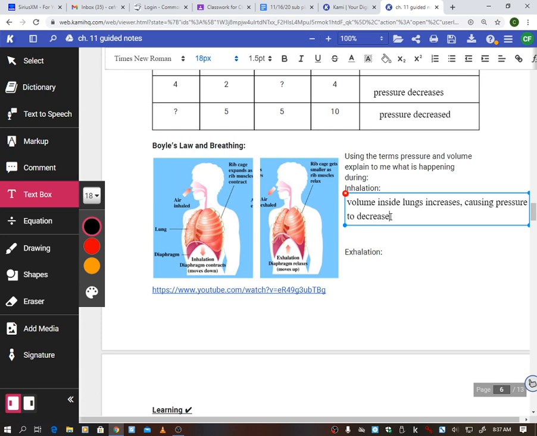Now any air, any kind of diffusion, any air, will move from high to low pressure, causing air to flow into the lungs.